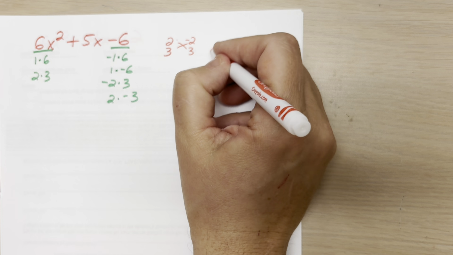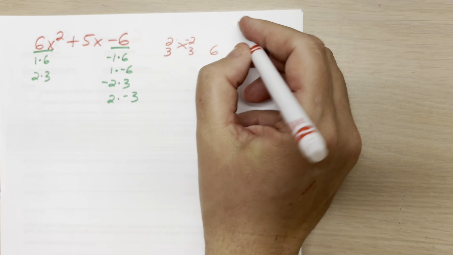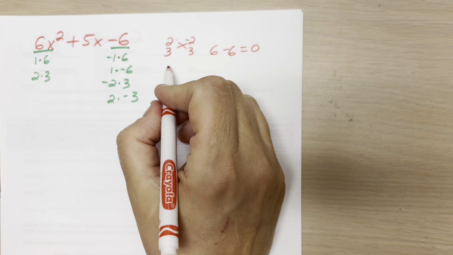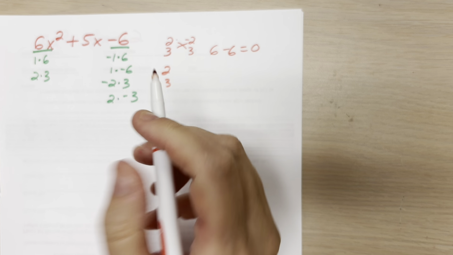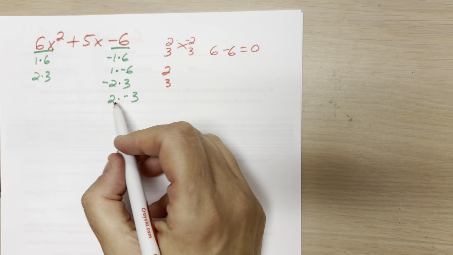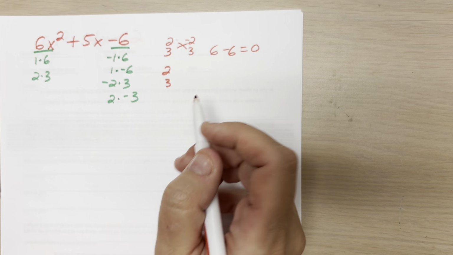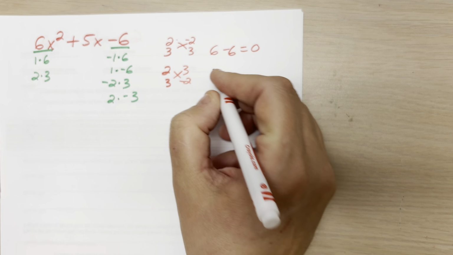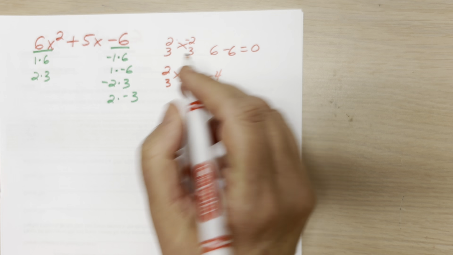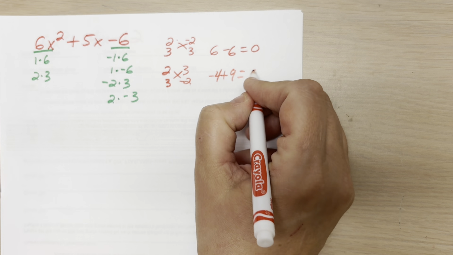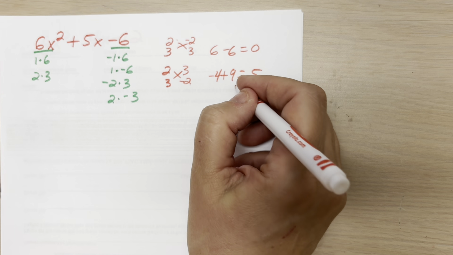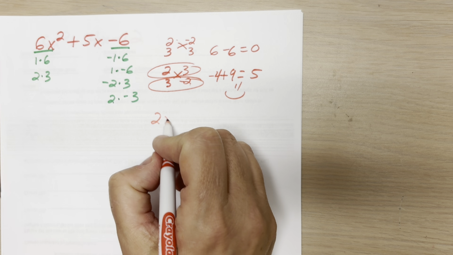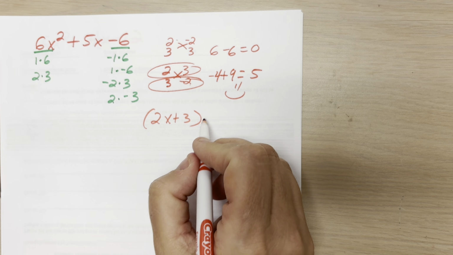Multiply across, 2 times 3 is 6. 3 times 2 is negative 6, that's 0. So that didn't work here. All right, let's keep with 2, 3 and see what would happen if I reversed it. That might work. So if I go 3, negative 2: 2 times negative 2 is negative 4. 3 times 3 is 9. Ooh, that's positive 5. That's what I'm looking for. Hooray. All right. We have 2x plus 3 and 3x minus 2.